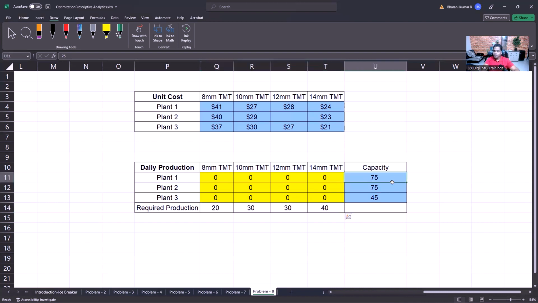Let's look at the plant capacity. How much can a plant manufacture? Plant 1 can manufacture 75, wonderful. Plant 2 can manufacture 75. Plant 3 can manufacture 45.